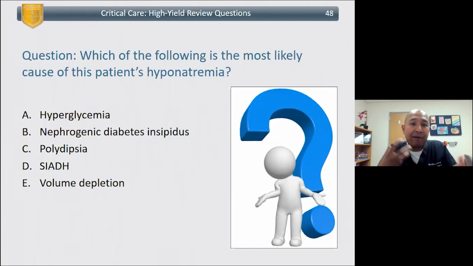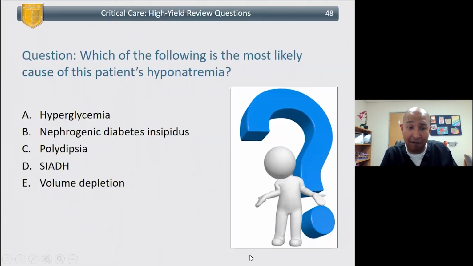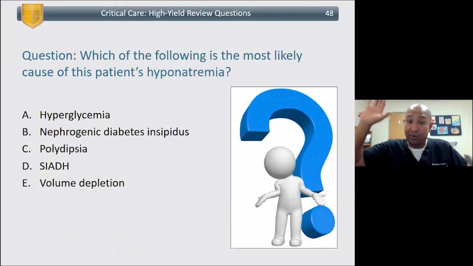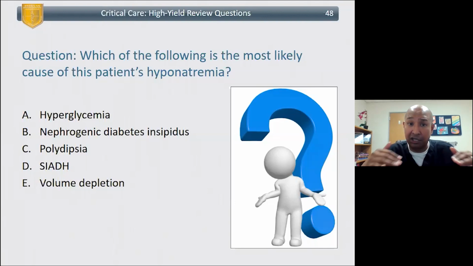Man, I really wish we could interact a little bit. I'm so excited. So, anyone, do we think the answer is hyperglycemia? Probably not, for one reason, seeing how the glucose is what? Normal. So I'll take that off. What about nephrogenic diabetes insipidus? Does anyone want to pick that one? Probably not, because if you have diabetes insipidus in general, that serum sodium is definitely not going to be low. It makes no sense. So it's not going to be B.